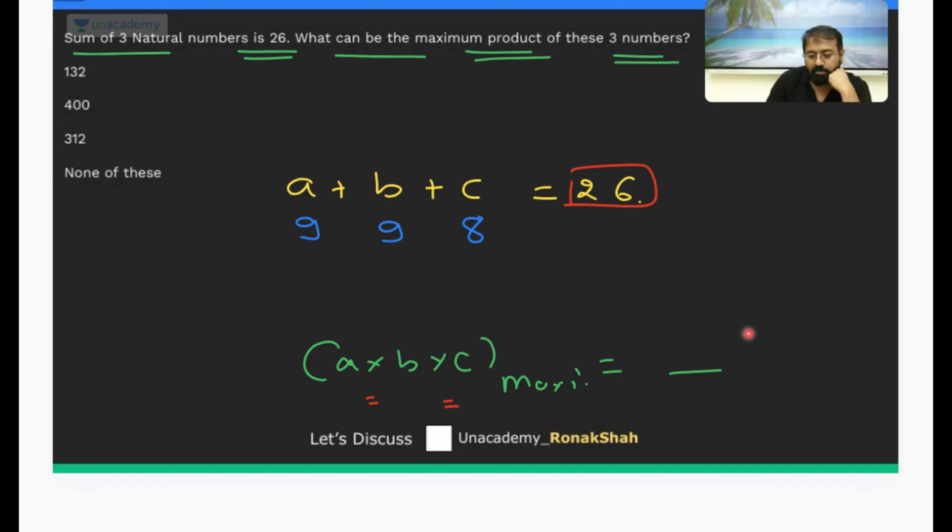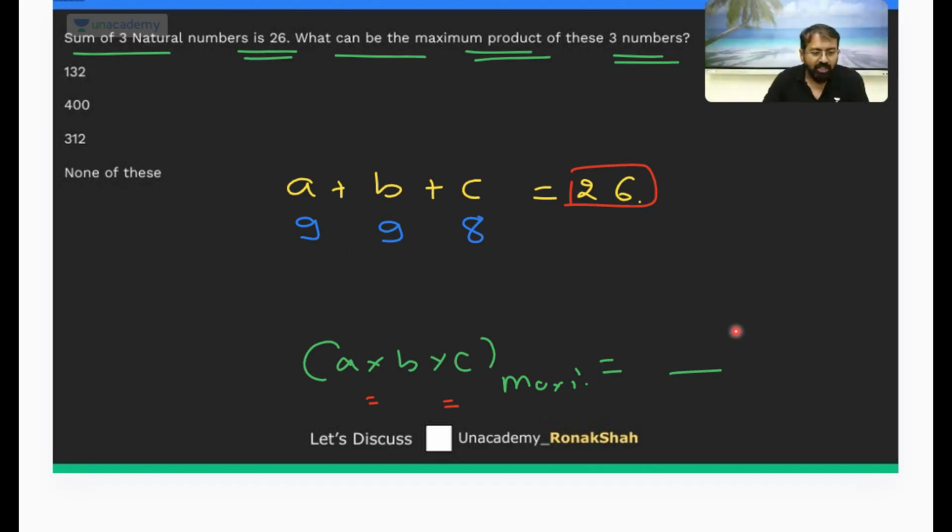Guys, what can be other possibility? Can I say other possibility can be 8, 9, 10 would not work. 8, 8, 9 is 25, na? Anil, 8, 8, 9 is 25, right? So we need 26. 8, 9, 9 is the only possibility, correct? Right.